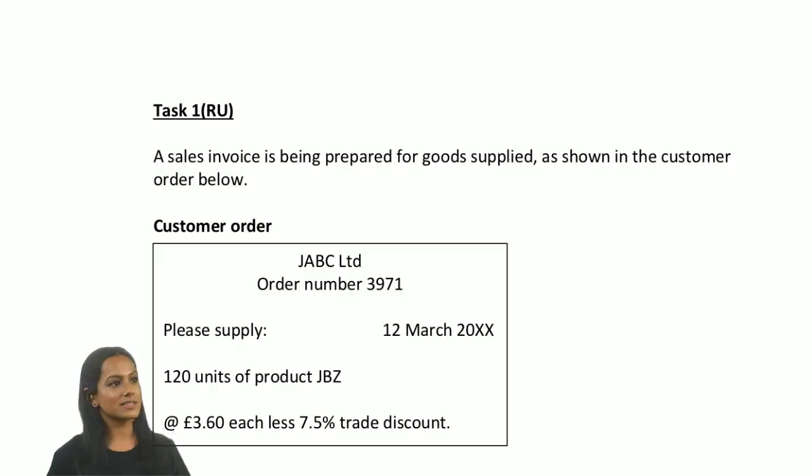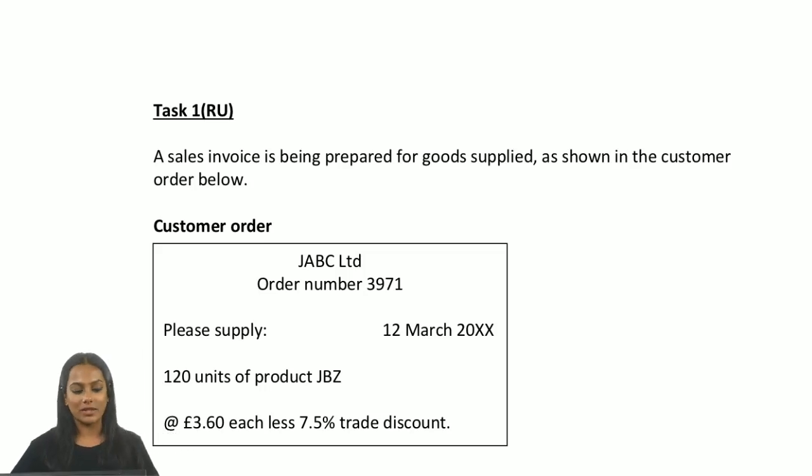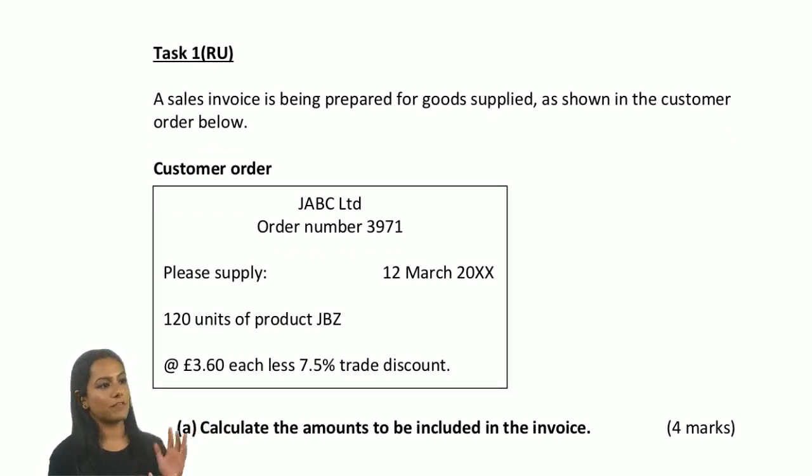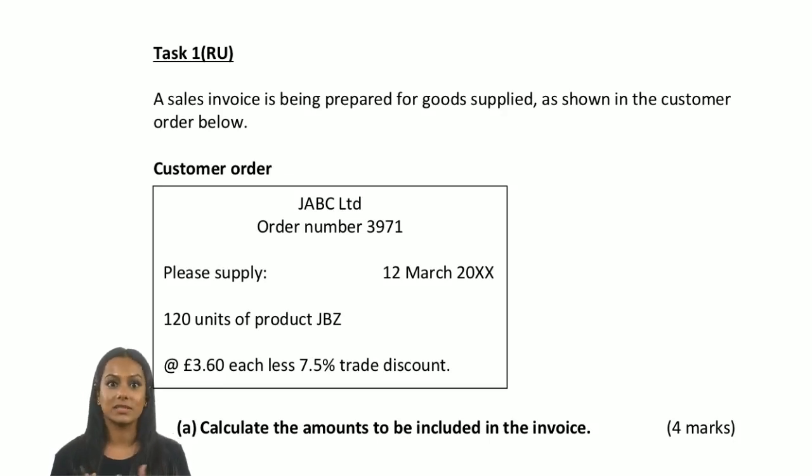So this is task number 1, and it's a question based on sales invoices. You may want to grab a pen, paper and a calculator, and then we can work through this task together. A sales invoice is being prepared for goods supplied as shown in the customer order below. It's pretty clear if the examiner is giving you a sales invoice, it's likely that you have to fill in a sales day book, or it could be that you have to check if the amounts shown on the sales invoice add up correctly to what you expect to receive.